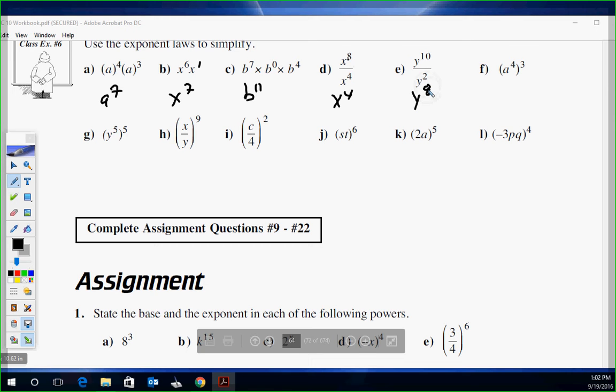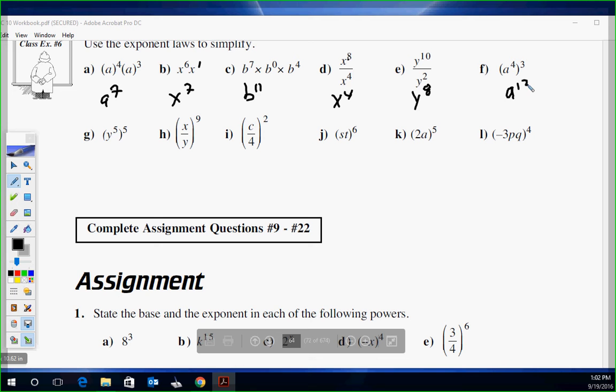All right, yes, ma'am. For D, did you write x8 minus 4 instead of x4? Then go ahead and write x4. Yeah, do that subtraction, okay? Okay, Caleb, F. A12, product power, so you multiplied them. Perfect. Okay, Noah. Minus 3pq4.